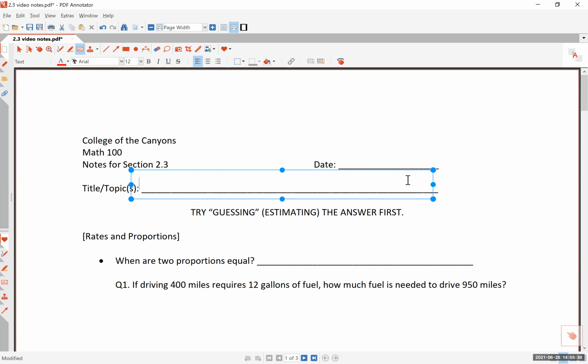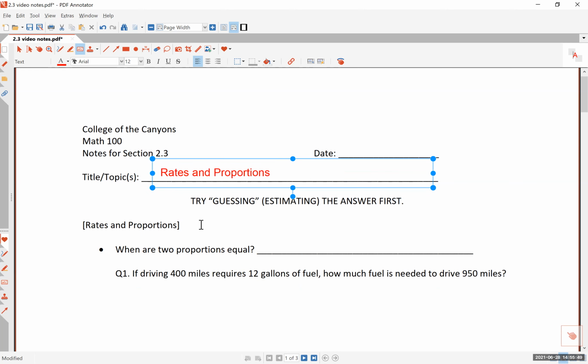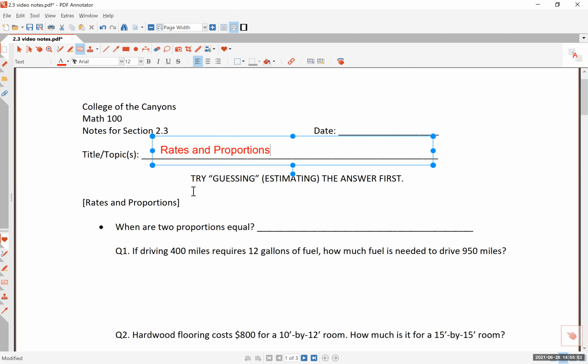All right, the topics of section 2.3 are ratios, but more specifically rates and proportions. Some of the very practical questions that we face each day have to do with rates and proportions. Whenever you see these word problems, use your mental faculty to try guessing or estimating the answers first. You may not know the exact answer, but that's okay. Try to see what a reasonable answer may look like. That is a general guideline for this section.